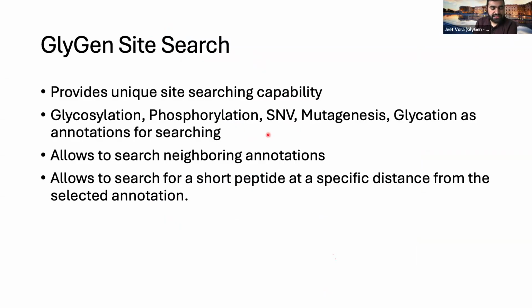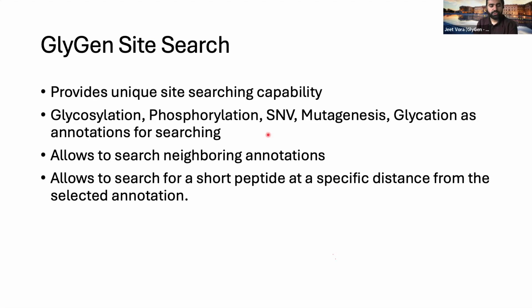Now to summarize, the GlyGen site search provides, as I mentioned, very unique site searching capability. I have not seen it in any other resources that I have explored. So it's quite interesting and unique. Right now, we have 5 annotations or PTMs, per se, which are glycosylation, phosphorylation, SNV, mutagenesis, and glycation. Actually, 3 are PTMs and the other 2 are protein modifications.